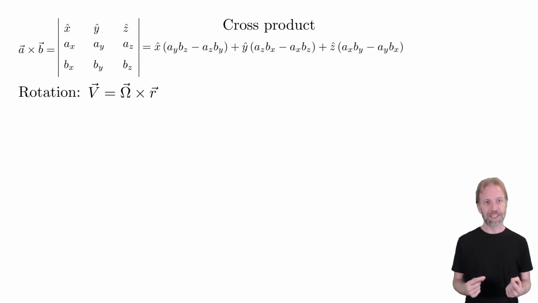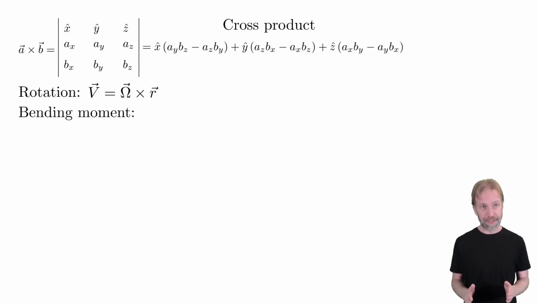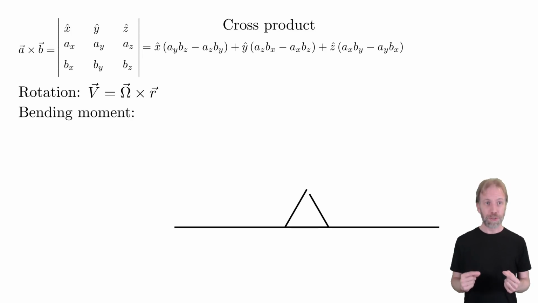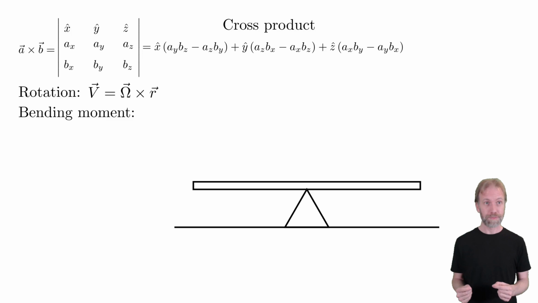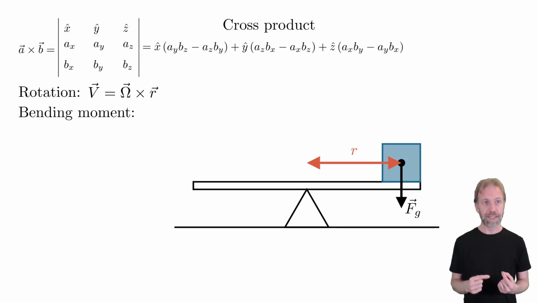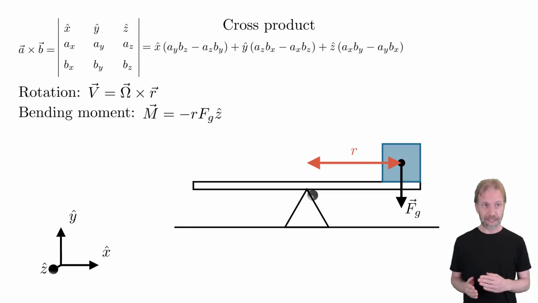Moving on to our next example from mechanics, which is the bending moment. Assume that we have a flat plate that can rotate around its center. Add an object to the right side. Assume that it has a force of gravity pointing down. The horizontal distance from the center of rotation to the center of gravity is r. This would give the bending moment m equals minus r Fg z hat.